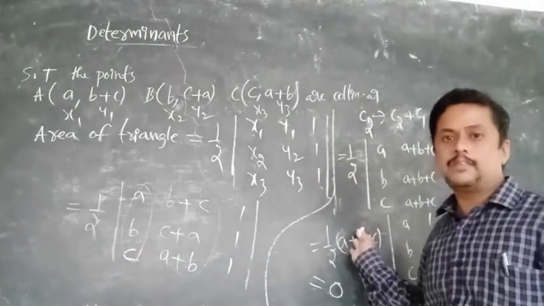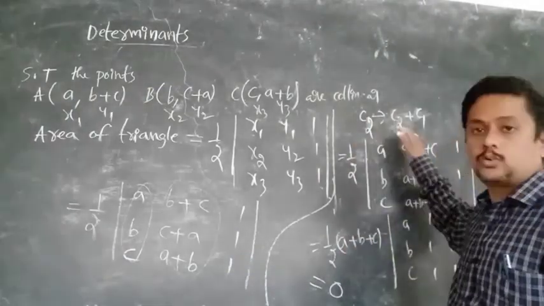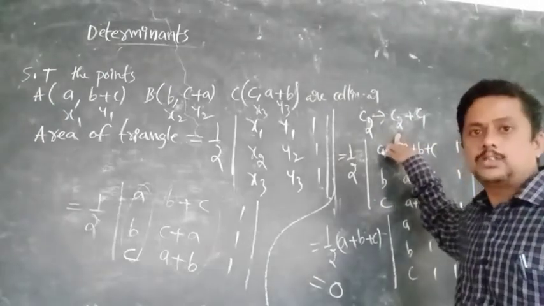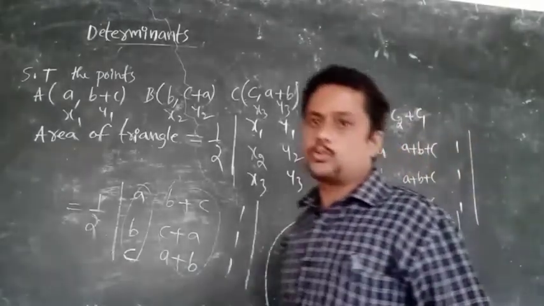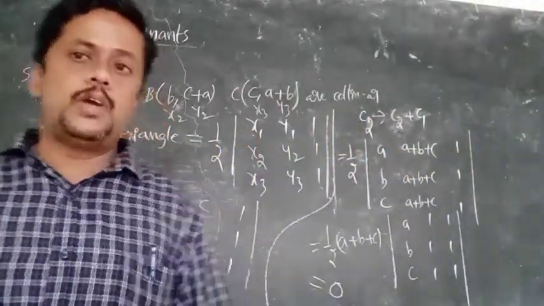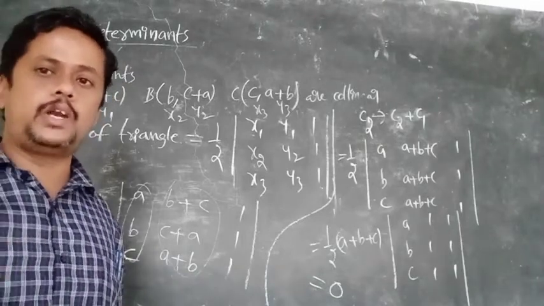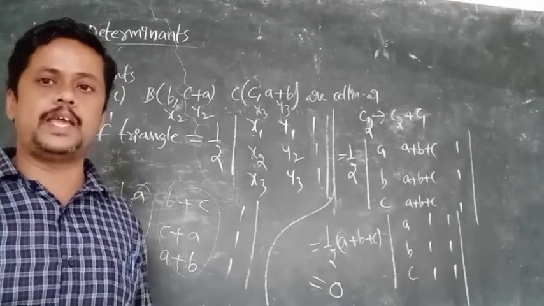But what is the difficulty? You have to know this property, C2 implies C2 plus C1. Understood, my dear students? Please go through this video. So you have to know this formula well. This is very, very important. Today itself you have to practice area of triangle.